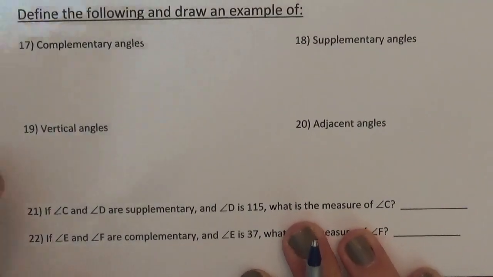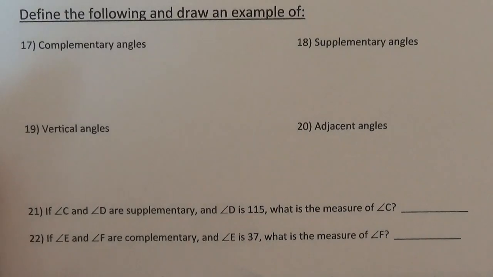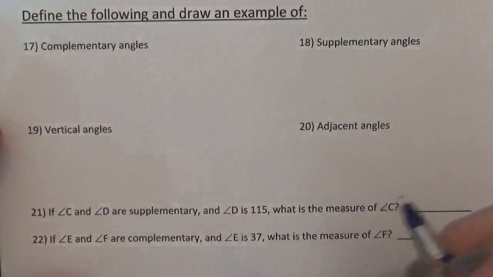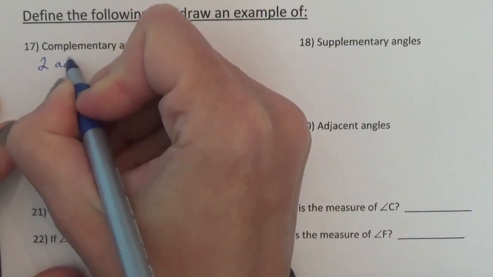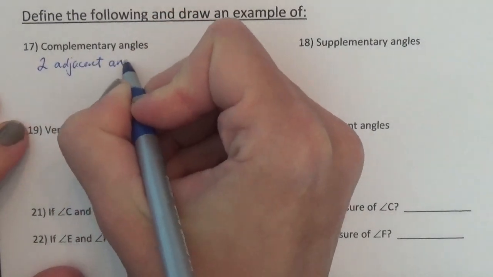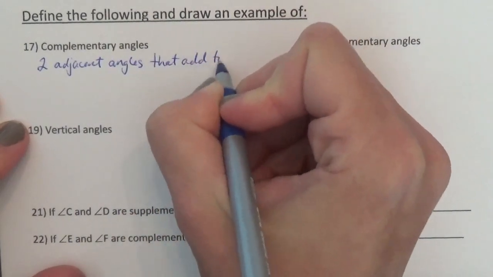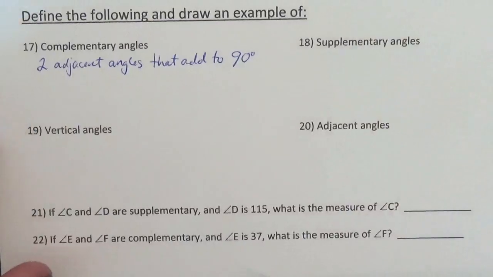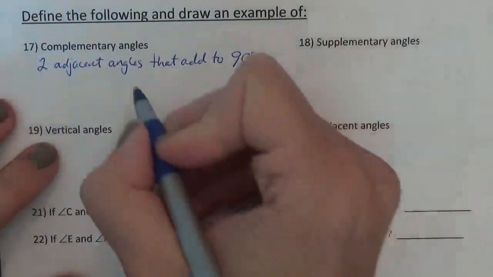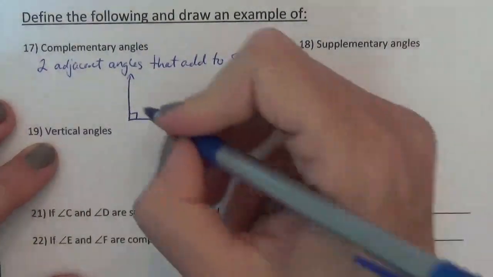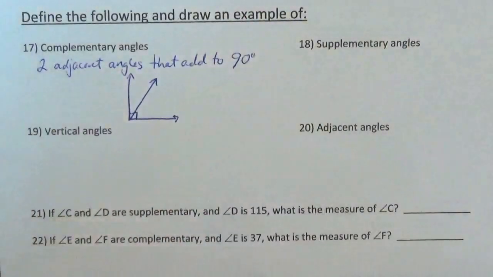All right, define the following and draw an example of. Complementary angles. How would you define? Well, you could look back in your notes if you wanted to, or just watch here. Two adjacent angles, remember that means right next to each other, that add to complementary is 90. And it wants us to draw an example. Well, I'm going to draw a 90. And it's got to be two angles in there, so then just draw any old ray right in the middle.